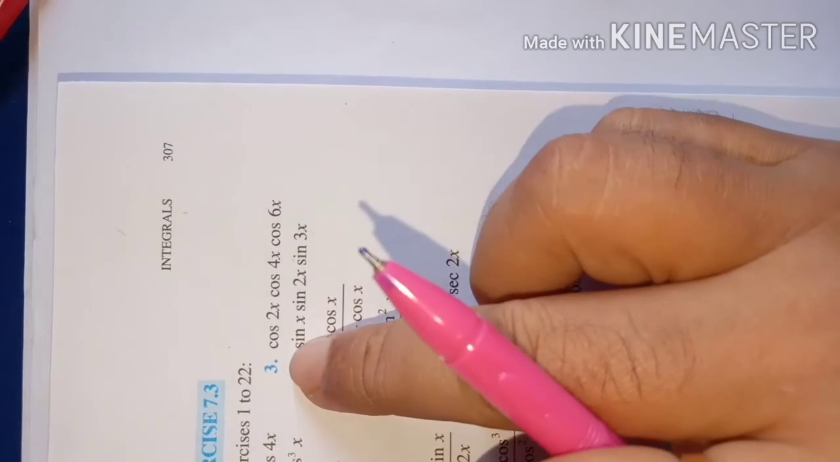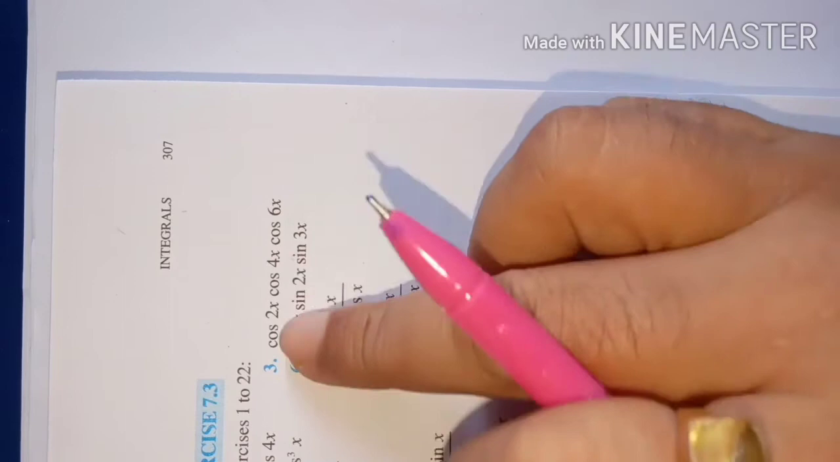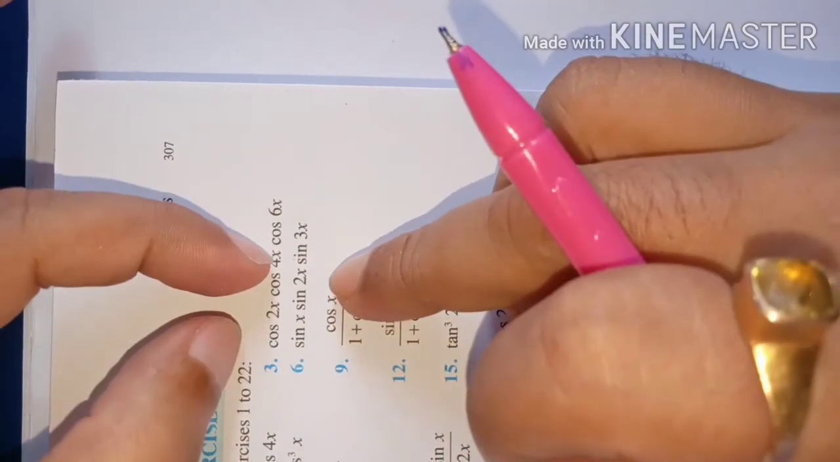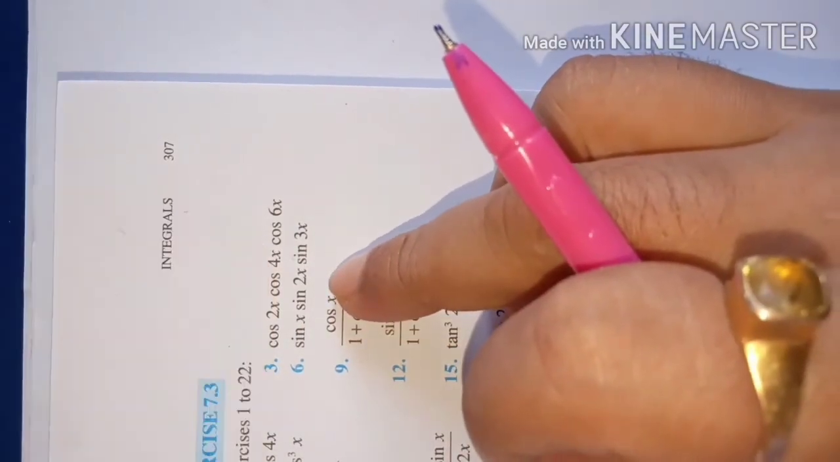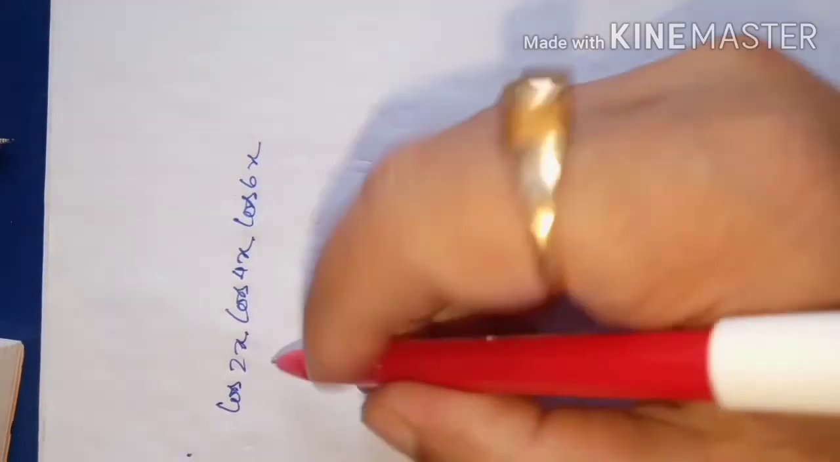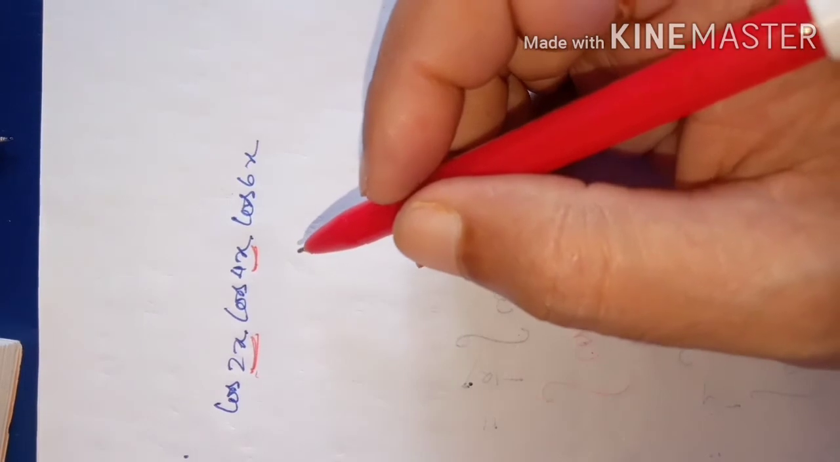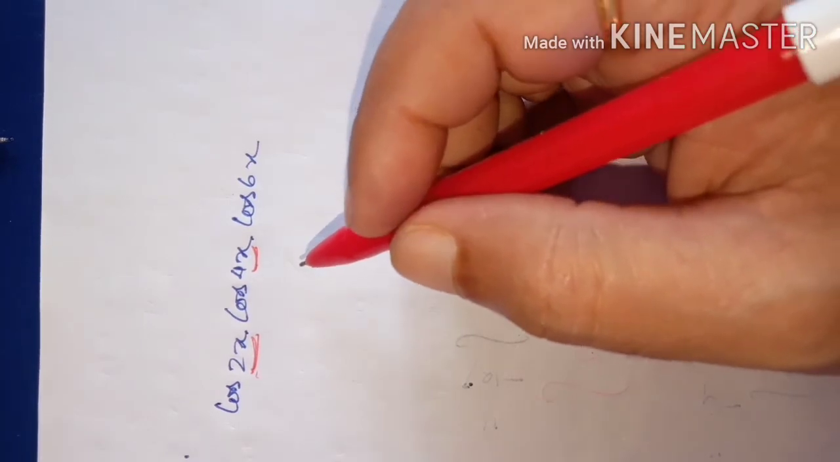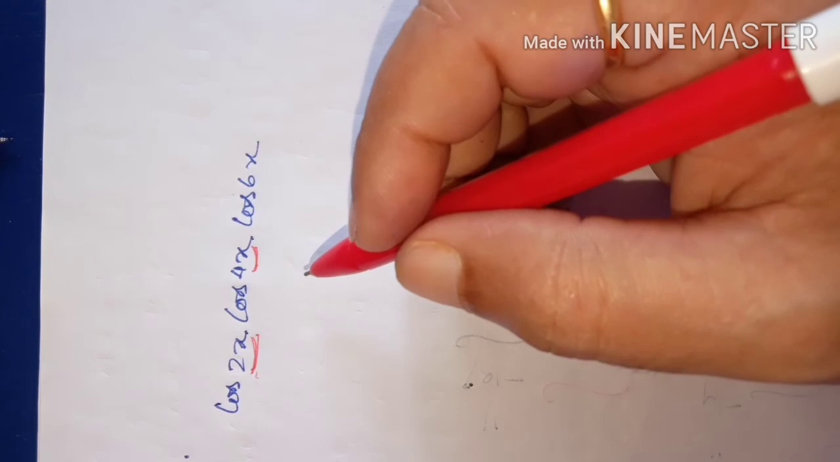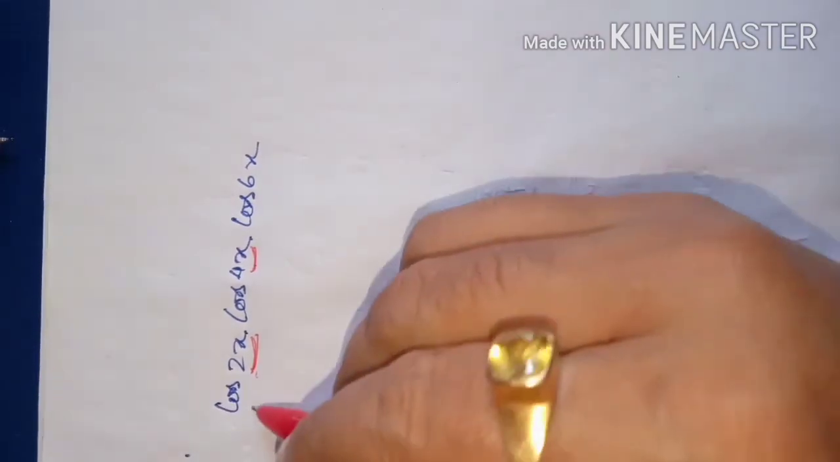Look at question number 3, dear students. Cos 2x, cos 4x, cos 6x. Here you can treat this as cos A cos B, and you can apply that identity here. After that you can proceed by using the identity. Suppose this is A and this is B, cos A cos B. Recall the identity for cos A cos B: half into cos of A plus B plus cos of A minus B. Yes or no? So it will be like this for this whole thing.